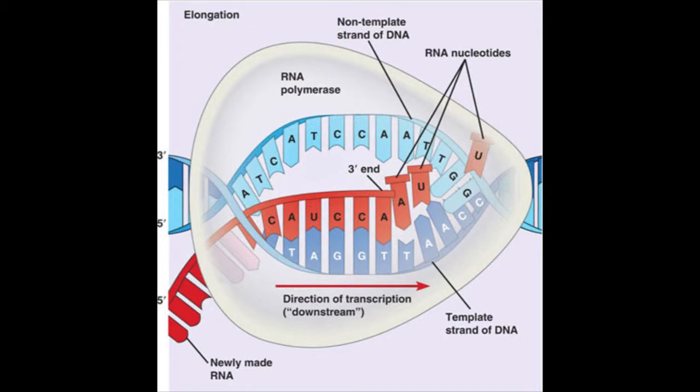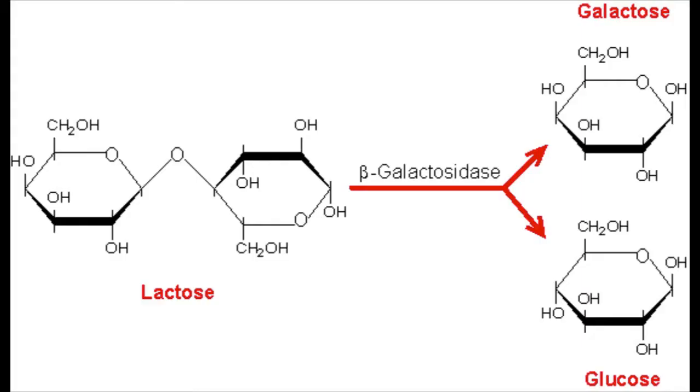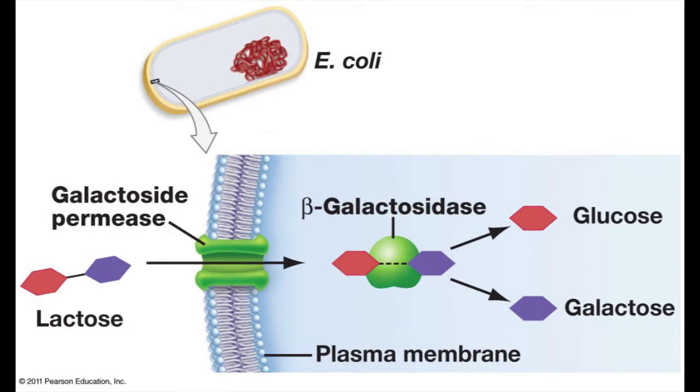There are three coding regions on the Lac Operon that we are interested in: LAC-Z, LAC-Y, and LAC-A. LAC-Z is the gene that codes for the mRNA necessary in producing beta-galactosidase, which helps break down lactose into glucose and galactose. LAC-Y codes for the mRNA needed to produce galactoside permease, an enzyme that transports lactose across the cell membrane into the bacterial cell. LAC-A codes for transacetylase, which is also necessary for the cell, but we won't worry about it for now.